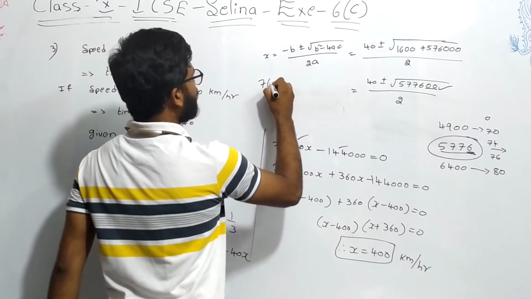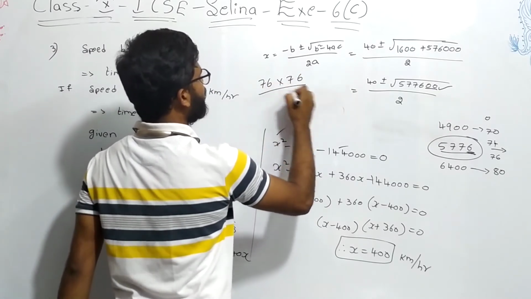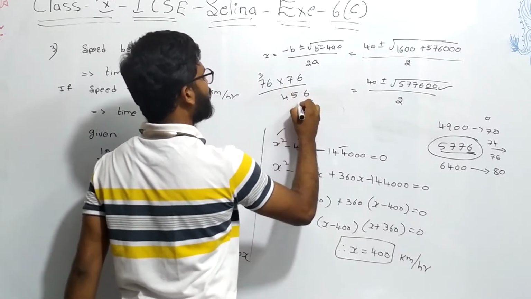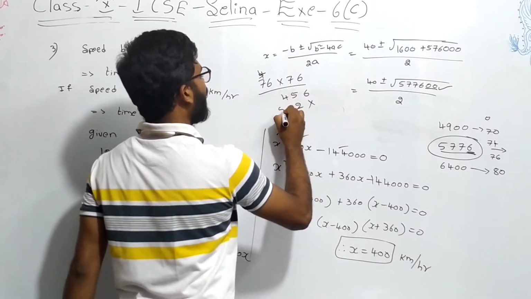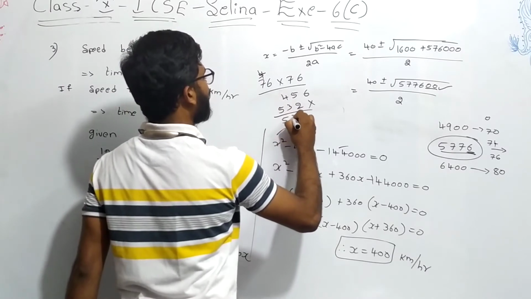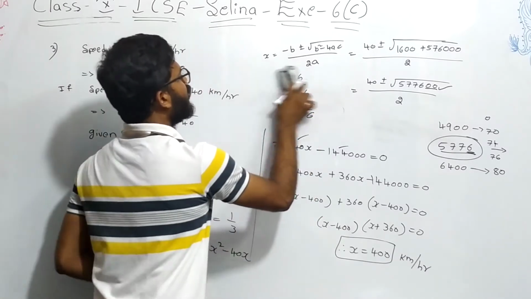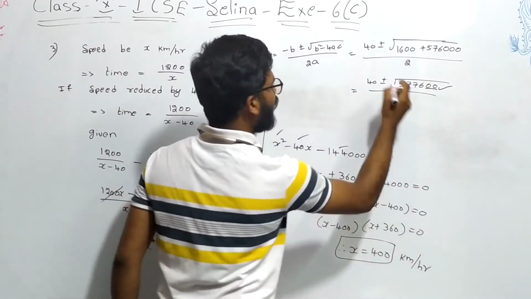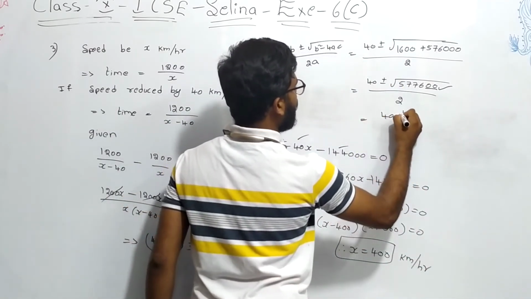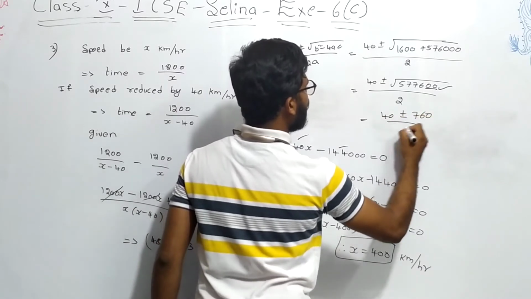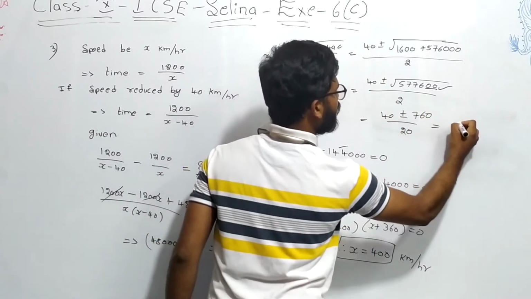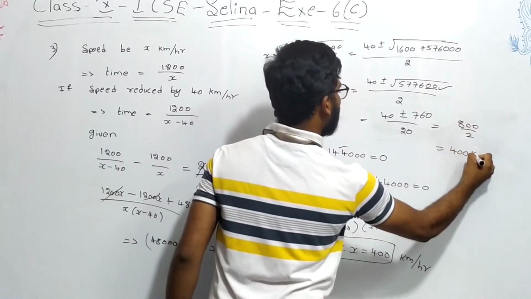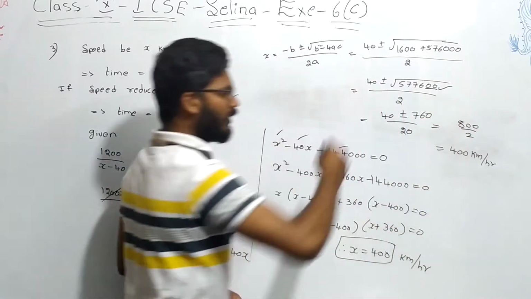See, 76 into 76. 6 6s are 36, 6 7s are 42, so 45. Next 7 6s are 42, 7 7s are 49 plus 4, 53, and 5776. So it is the square of 76. So as we have one zero, it is 760. So 40 plus or minus 760 by 2. No need to take minus. So it is 800 by 2. It is equal to 400 kilometer per hour.